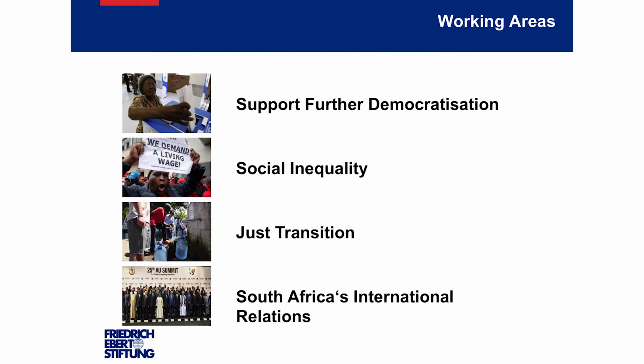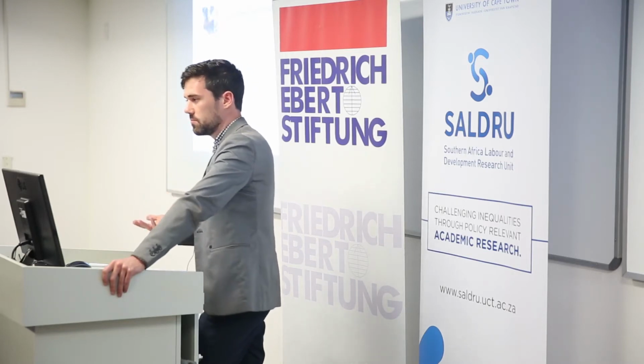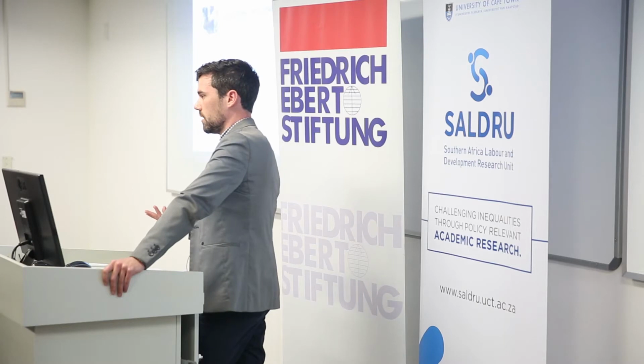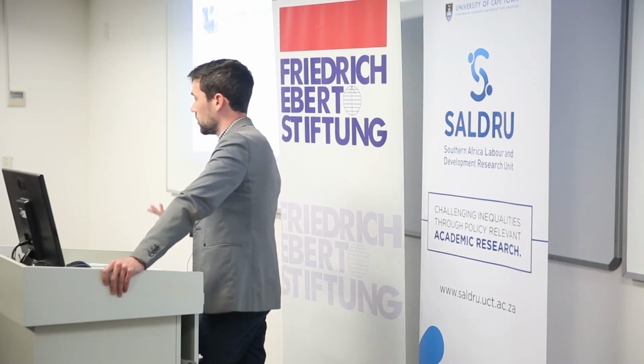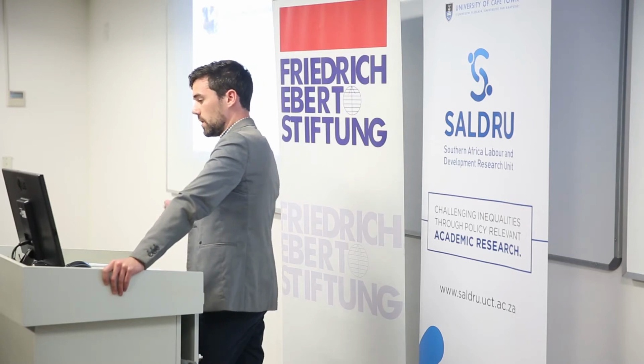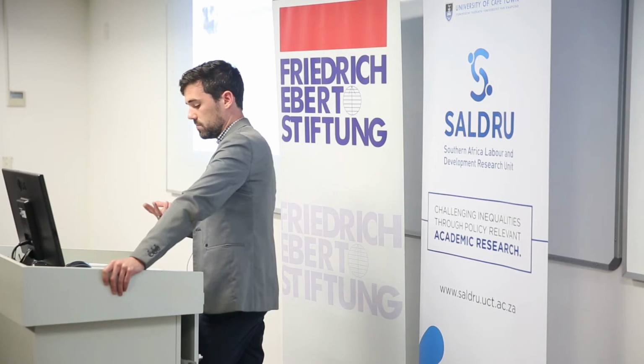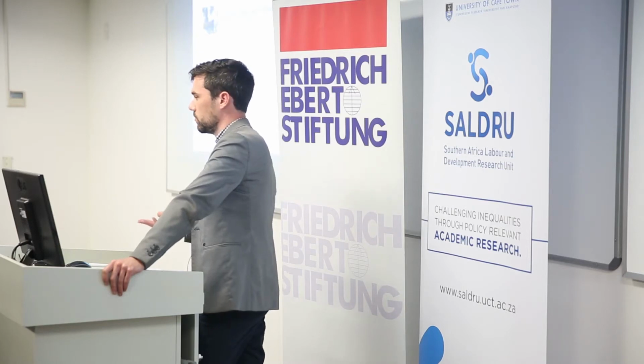Nowadays we have 4 main working areas. So the first is that we want to support further democratization and to make a contribution that it stabilizes here. So we are working with different partners. We're having autumn schools for young leaders. We support civil society organizations which are into accountability, for example.